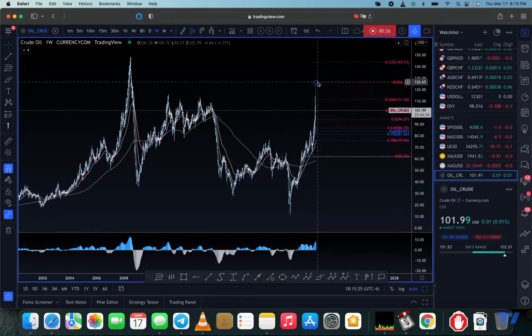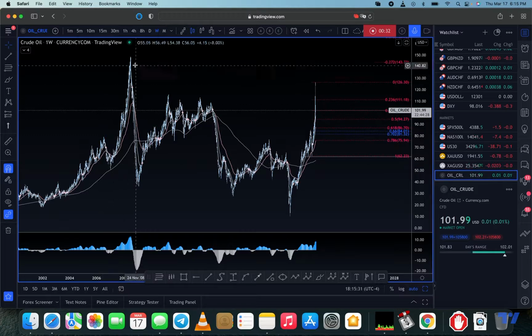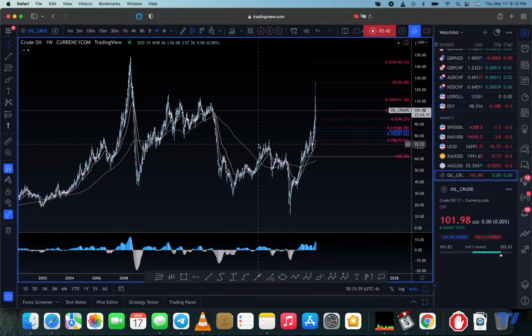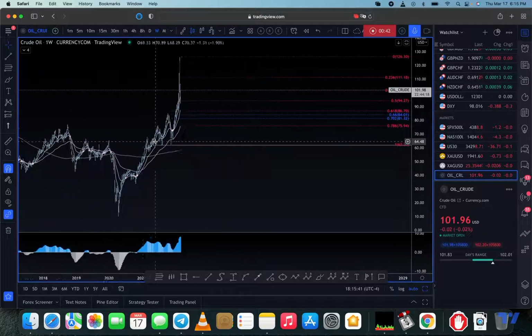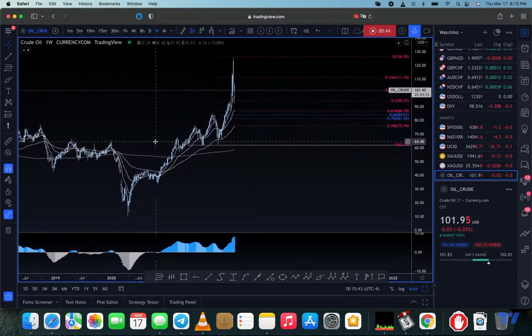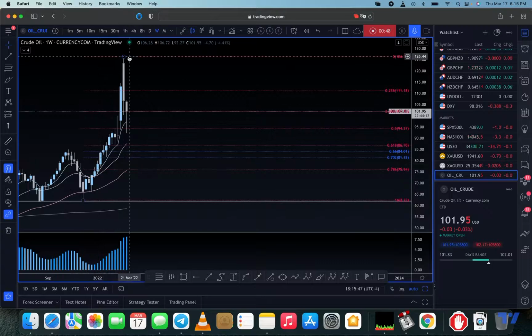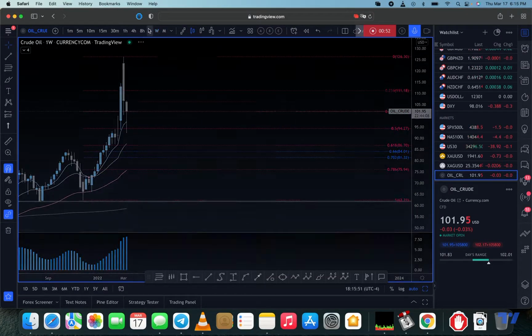Does it mean it's gonna end where it ended? Maybe not, because in 2007 it also went parabolic to almost 150 and then came down just as hard. So for now, we went up aggressively, but we found some support. And where do we find the support?